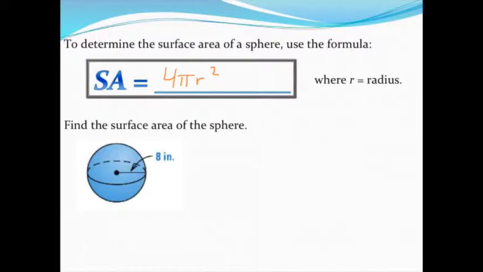To find the surface area of a sphere, we're going to use the formula 4 pi r squared. The only dimension we need to know is the radius, so much easier than what we've been working with: pyramids and cones and prisms and cylinders. So here's a sphere. I'm given its radius.